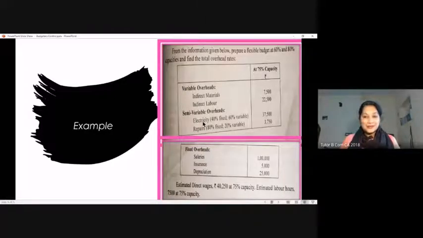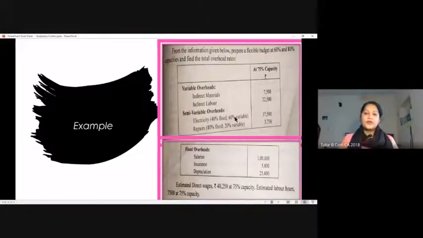You're also given electricity charges, but in that you can see that 40% remains fixed. That means at all levels of production, this 40% is fixed, whether that be 60%, 80%, or in the case of 75%, that's what we say expense remains fixed. That's the meaning of that. 60% is variable, which means it varies according to the level of your production. So it will be different for 60% as well as 80%. So we need to find out that.